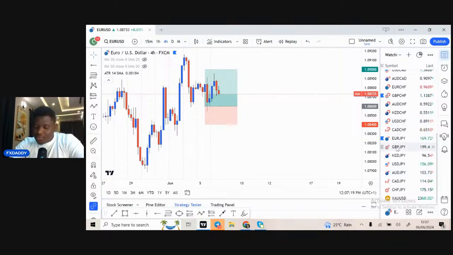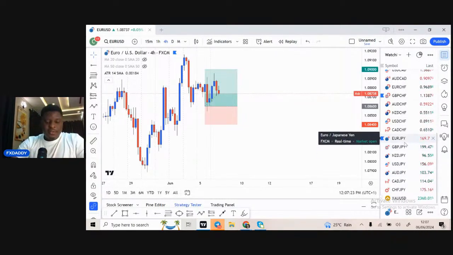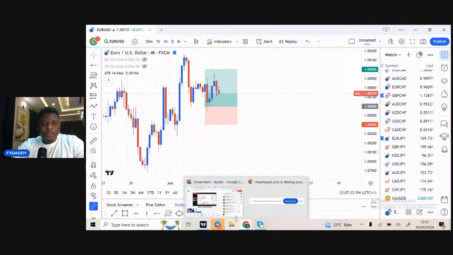So let's check on one more currency pair, and then I'll give you guys the coordinates for these other trades, and then that'll be all. So type in the chat and let me know which pair you want me to check on right now, so we can go.